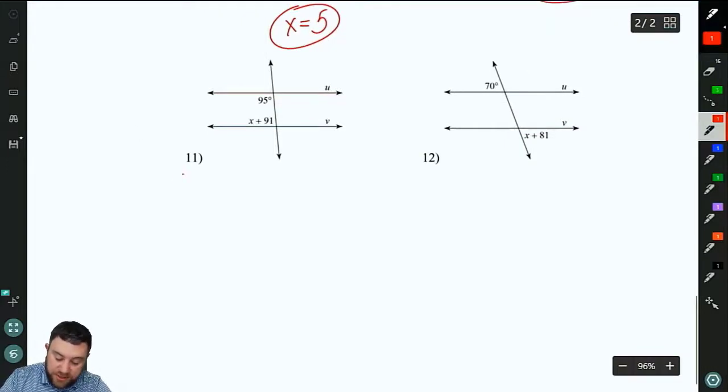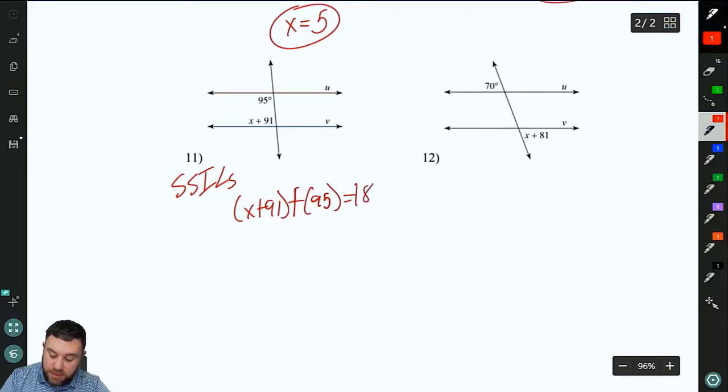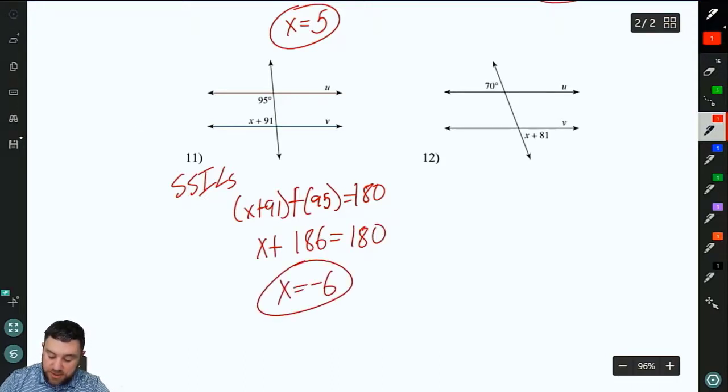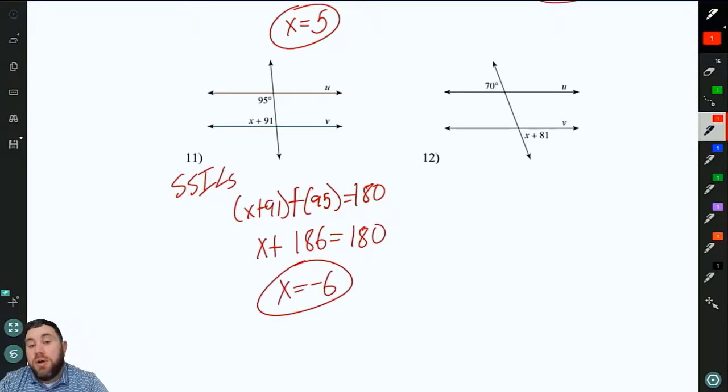On number 11, again, same side interior. Those are supplementary. X plus 91 plus 95 equals 180. So that's x plus 186 equals 180. So x equals -6. Remember, it is okay to have a negative value for x as long as when you plug it back in, you get a positive value for your angle or your segment measure. And if we plug that in, we'd get 85, so that's fine. It's definitely not a negative.